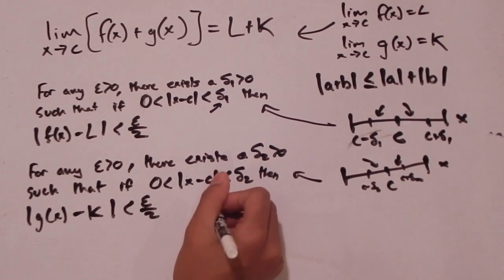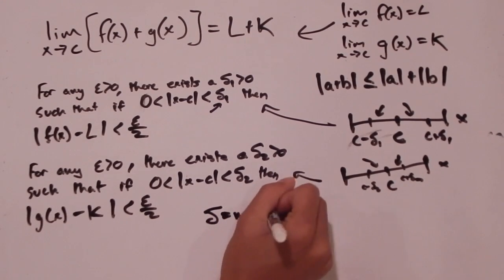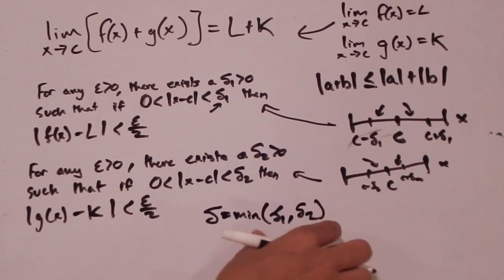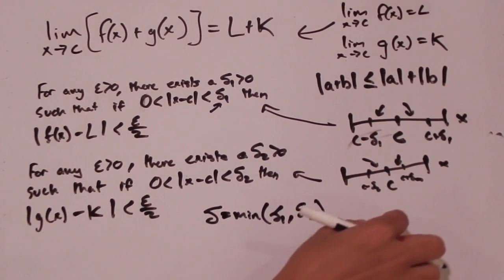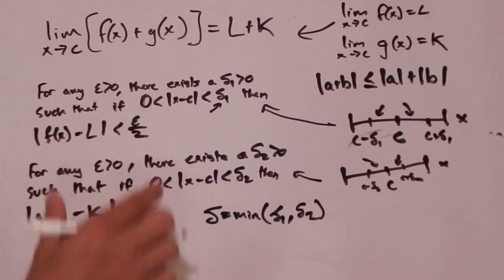Well, I'm going to do this step, and we've done this before, where I'm going to say delta is equal to the minimum, the smaller, of delta 1 and delta 2. Why do I do that? Because when I pick the smaller of the two, I find an interval where both these statements are true when I choose x values from that interval.